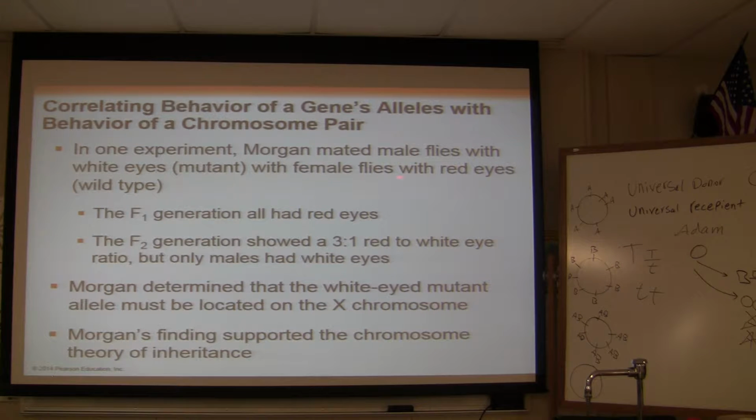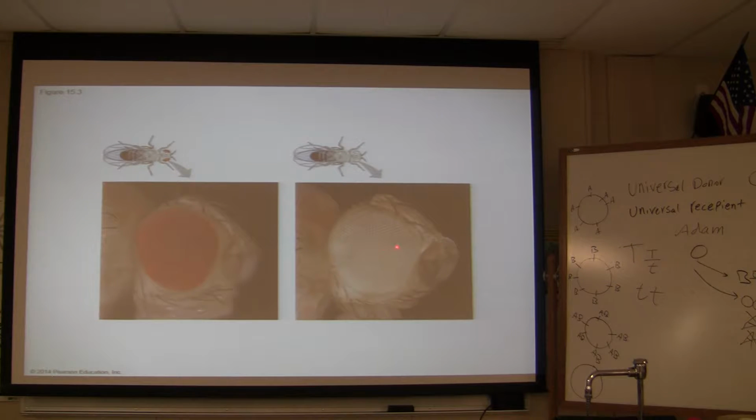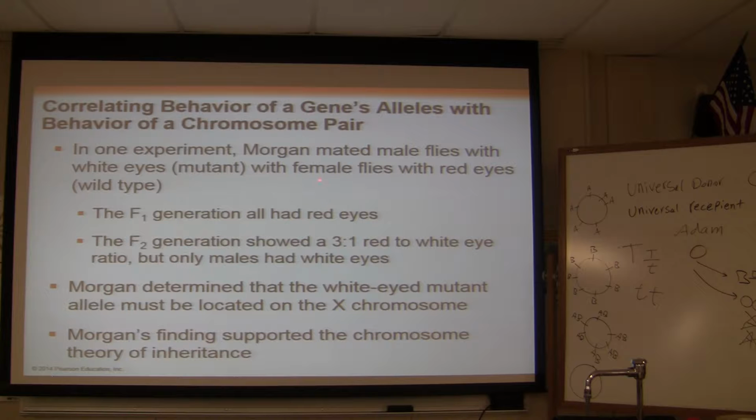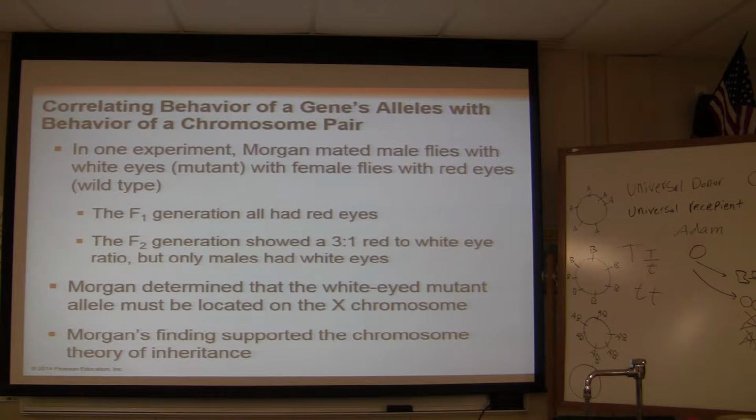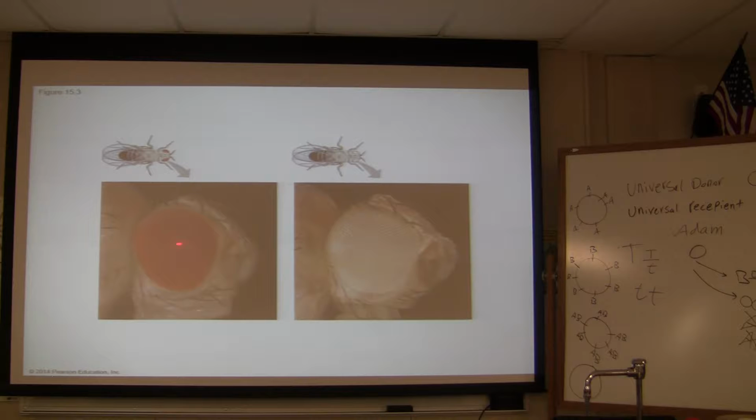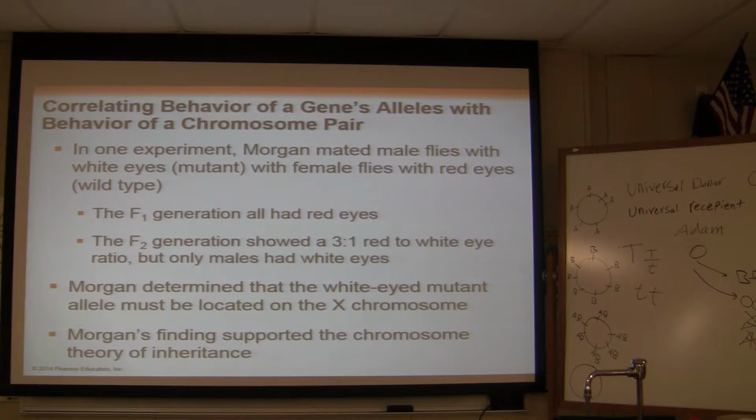So he took male flies with white eyes, the mutant, and female flies with red eyes, and he crossed them together. The F1 generation all had red eyes. So red was dominant over white. And then what happens?